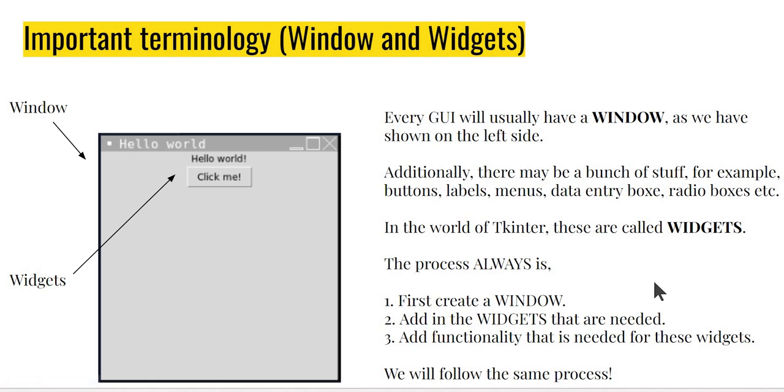So the general process that we always follow is that first we create a window, we add in the widgets that are needed, and then we add the functionality that is needed for these widgets. In fact, we will follow the exact same process. Part of the work has already been done for us because we started with the Tkinter template that helps. Going forward in the next few videos, we are going to see how we add the stuff that we need for our program, the Metro Map program. I hope this has been interesting for you.